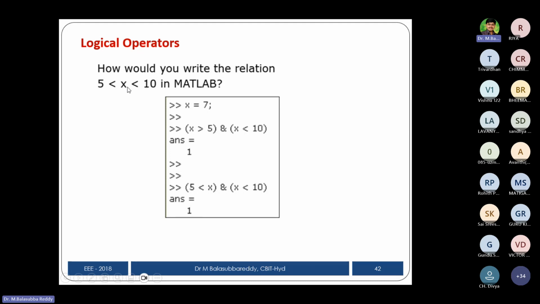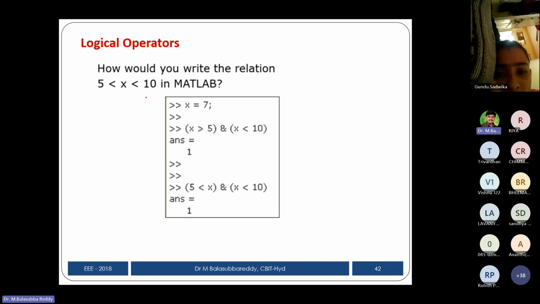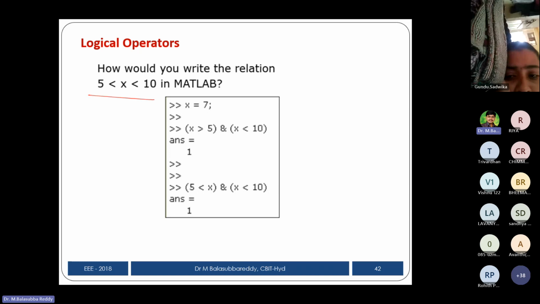5 less than x less than 10. In MATLAB, what we'll do is x is equal to 7. Now we have to check whether it is true or false. How will you check? Normally, we can use x greater than 5. You can see here, the x minimum limit is given as 5 and the maximum limit is 10. Within that limit, you have to check.